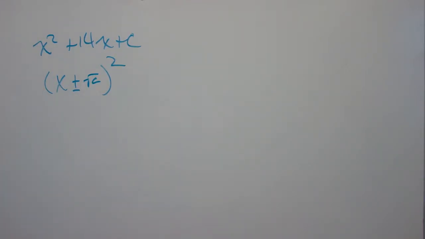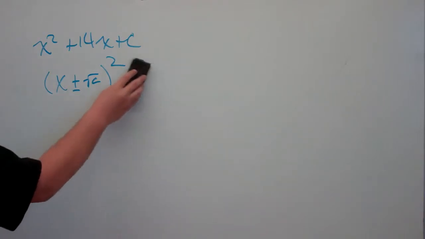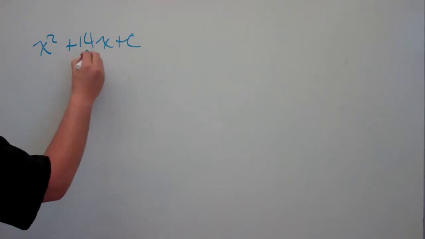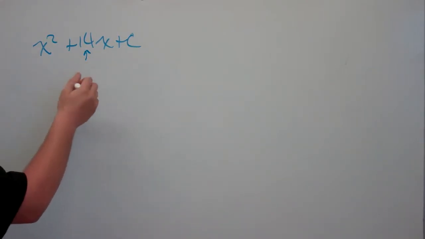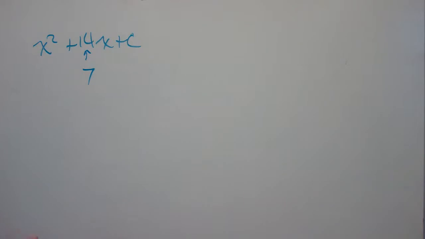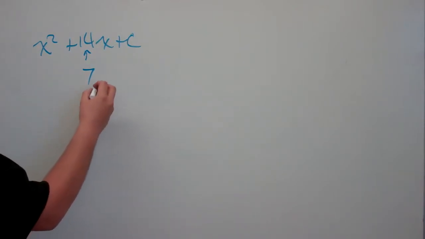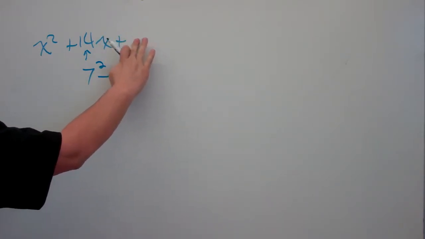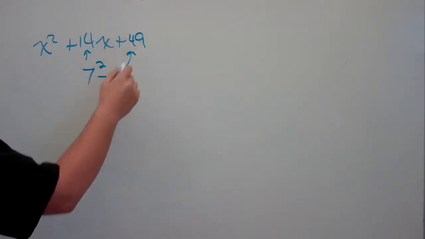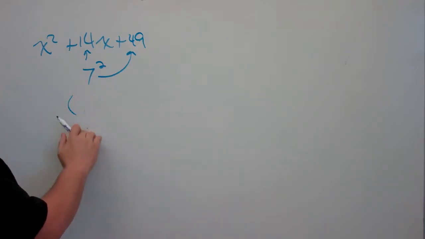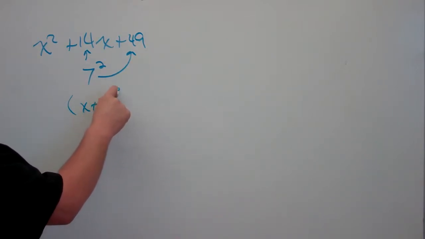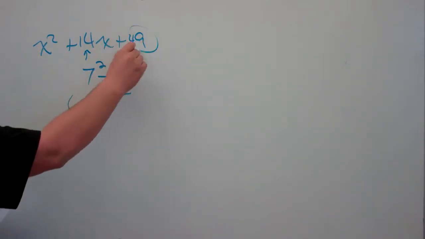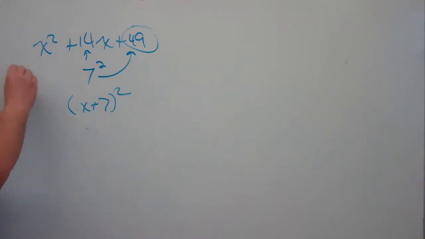All right? So the easiest way to do this is completing the square. You take half of your b term. Half of 14 is 7. Don't worry about the x. Half of 14 is 7. Now, square that, and that is your c value. 7 squared, 49. Now, our perfect square trinomial is going to be x plus 7 squared. Alright? But all they wanted was the 49. So the answer was D.